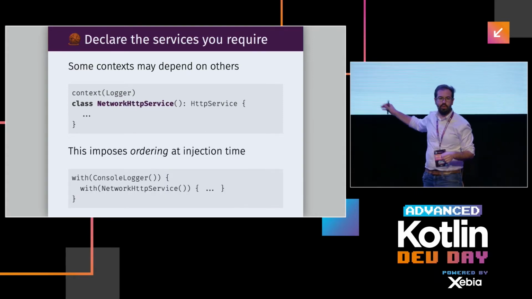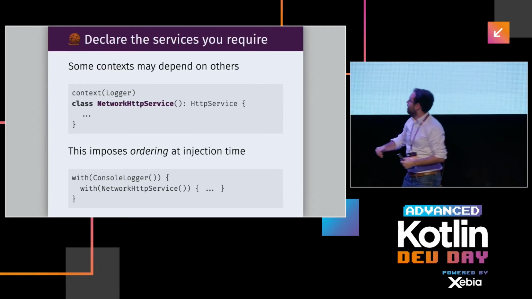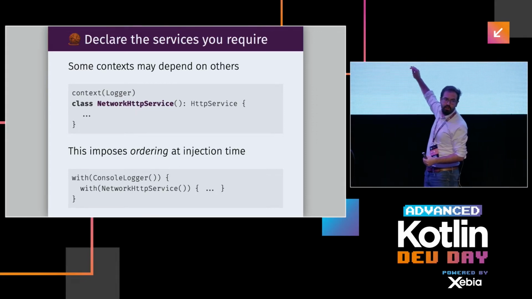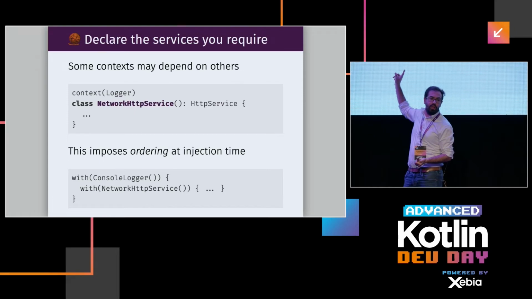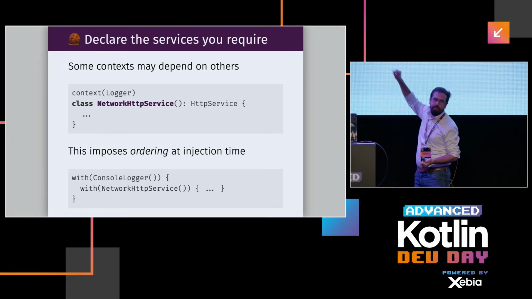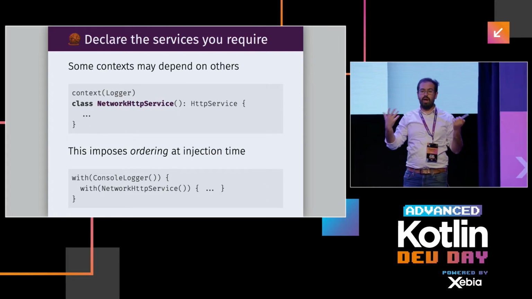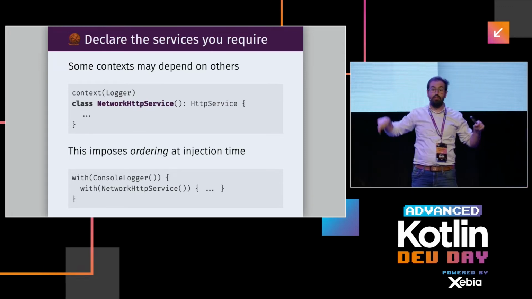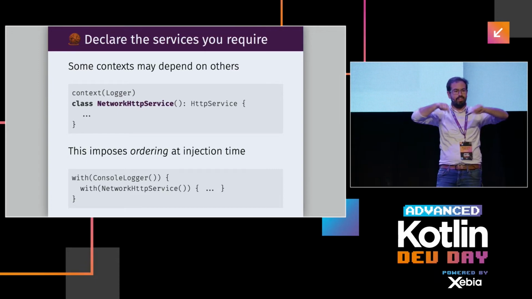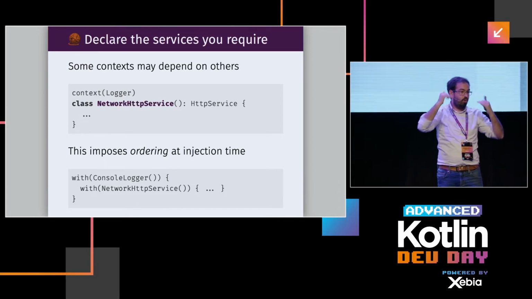And essentially what this is doing is imposing an ordering in which you have to inject your things. Because in order to create the network HTTP service, you need a logger. That means you first need to create the logger, and then put it in the context, and only then can you call the constructor of the network HTTP service. So essentially, this is like a compile time check for ordering. So when you end up having all these complicated graphs of, hopefully not graphs, like trees of dependencies, you get these checks at compile time that you are doing it correctly, because otherwise the code doesn't compile.